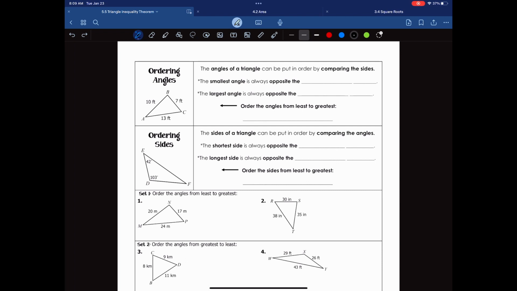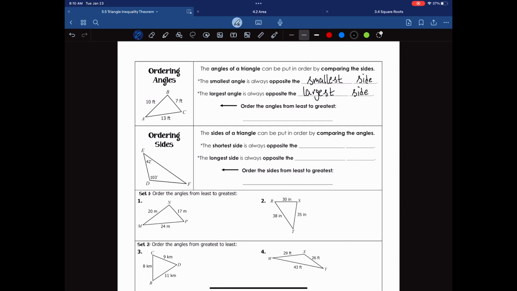Not surprising, it is opposite the smallest angle. It's the exact opposite. It opens up the least amount. Angle A opens up the smallest amount because it's only opening up for a very small side, BC. So the smallest angle is always opposite the smallest side. That's it. That's all we're doing here. So the largest angle then is always opposite the largest side.